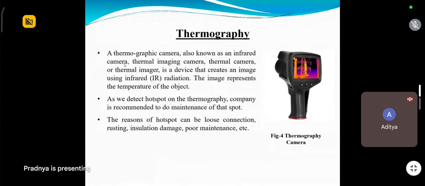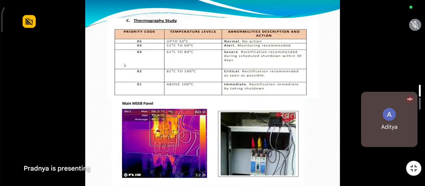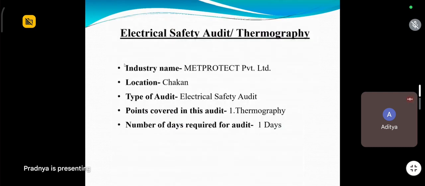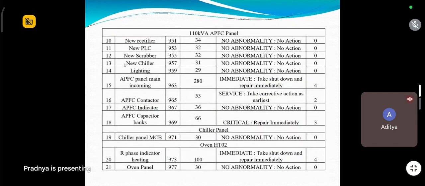Then next is the thermography, in which we use a thermography camera to find out the temperature of various cables and APFC panels or main panels, and we took readings as follows. We observed that the main MCB panel and the total plant load have a critical and higher temperature. So we recommend they apply a cooling system or fans to lower their temperature. This same thermography was taken next at Medprotect Private Limited Company, and these are some pictures, their color codes and their priority codes, from which we recommend what to check.